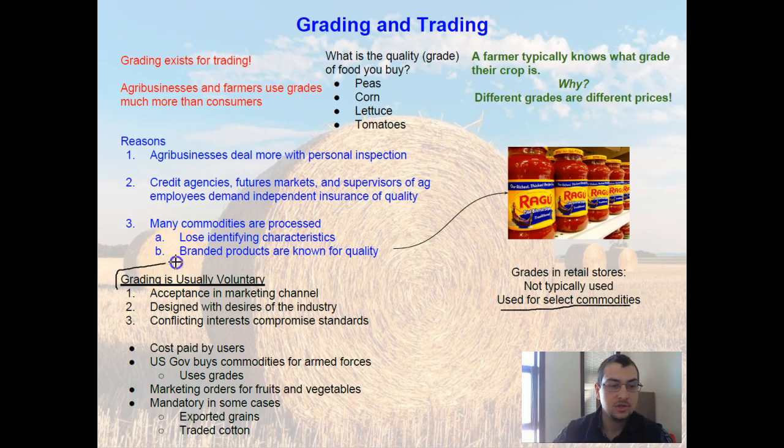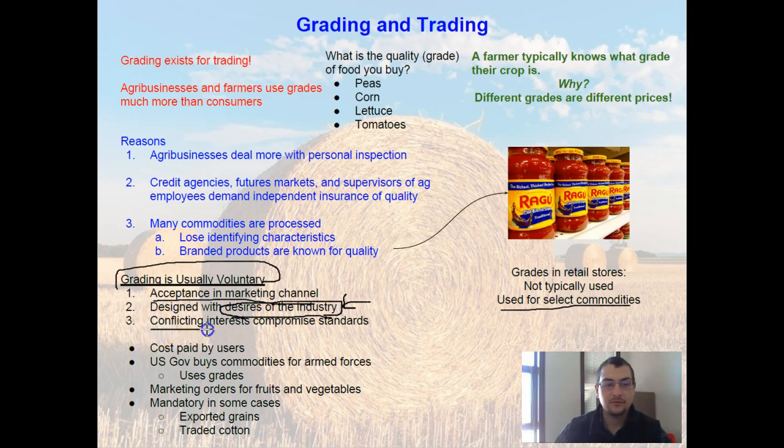Now, grading is usually voluntary. Usually there's no mandate making you grade the products. But the acceptance of grading is based off of a couple of things. The first and foremost is it has to be accepted somewhere in the marketing channel. If nobody in the marketing channel accepts the grades, then frankly there's no need of using the grade standards. It also must conform and be designed with the desires of the industry. You're never going to actually go out there and grade a particular commodity if it doesn't really follow with what the industry needs it to do, the desires of the industry.